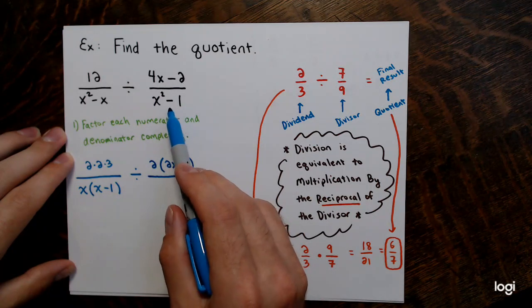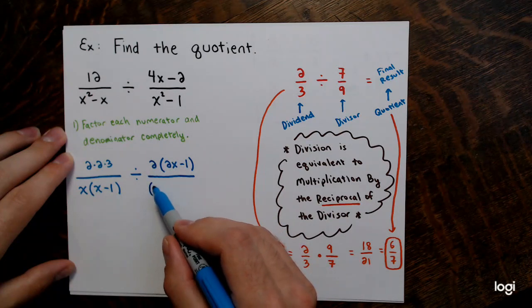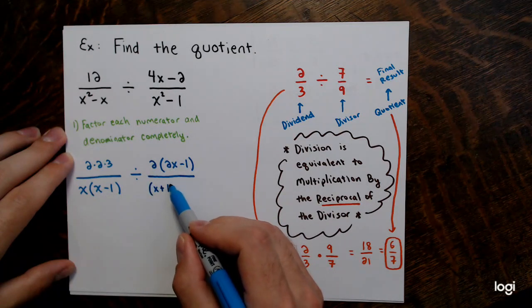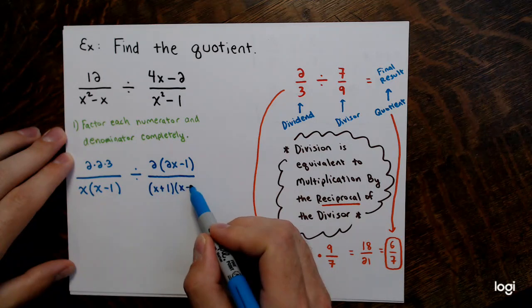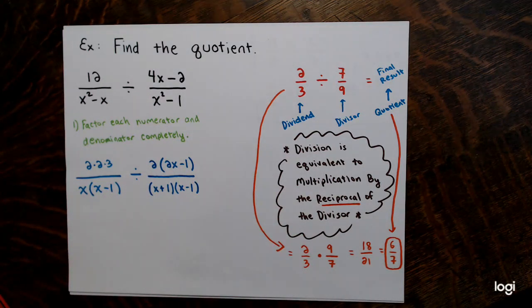This is a difference of two squares, right? x squared minus 1 squared. So that would factor to x plus 1 times x minus 1, or x minus 1 times x plus 1, whatever order you like. Okay, so every single numerator and denominator is broken down completely, factored completely. And now I'm going to do this off to the side.